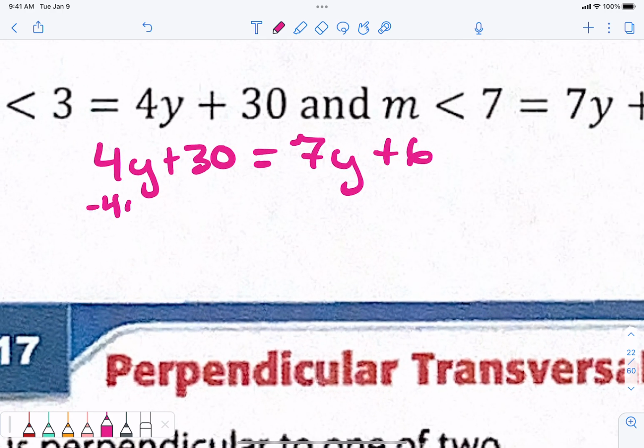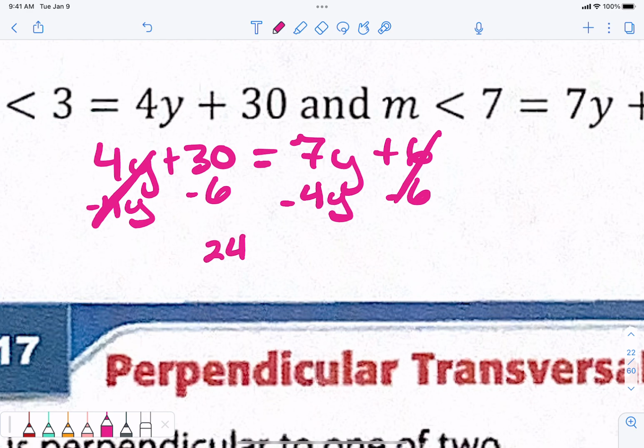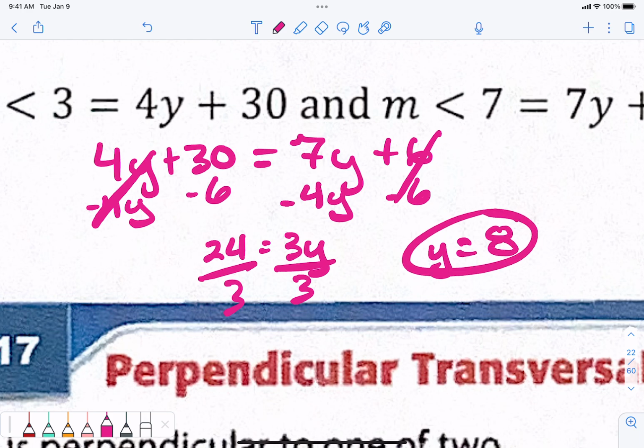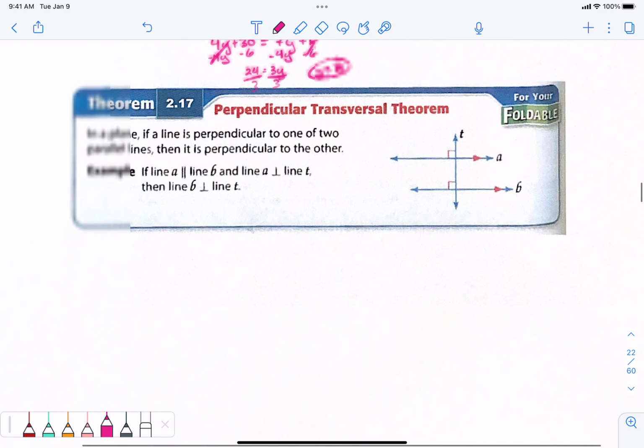I'm going to subtract the 4y, and I'm going to subtract the 6 at the same time. So 24 equals 3y. Y equals 8. Yeah? Perfect. Okay? All right? The last thing is another theorem that we're not going to write down, but just listen to this. Okay? You ready for this?